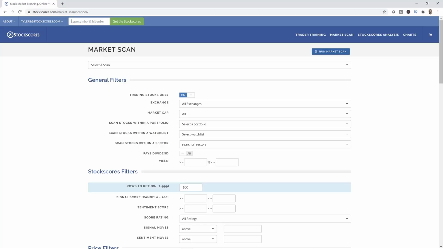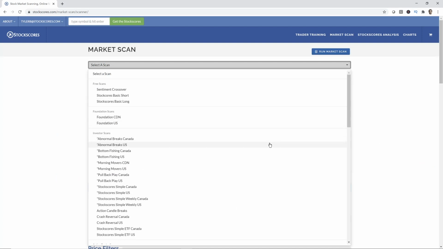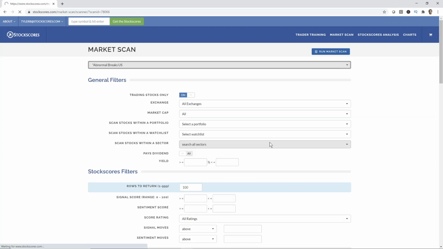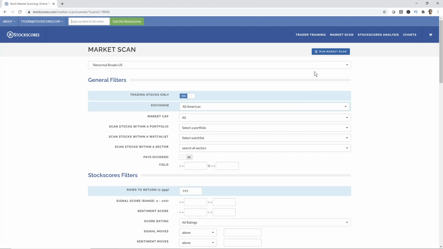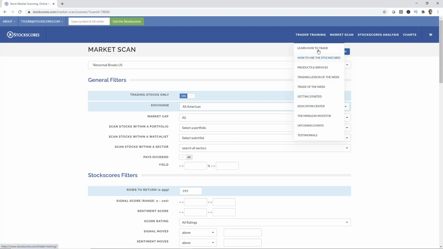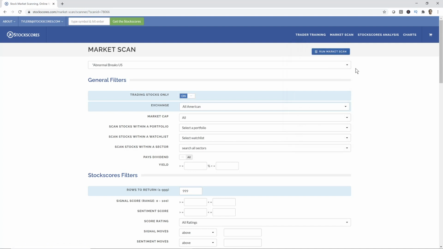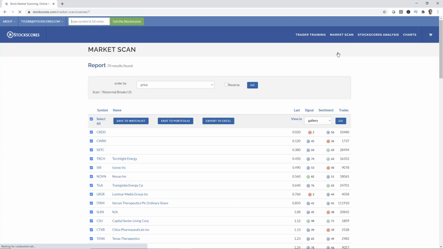All right, well, now I want to jump over to the Stockscores Market Scan tool. So earlier in the video, I talked about how I find position trades. This is the tool that I use. It's the Stockscores Market Scan. I'm just going to jump over to it now. And we're going to run the scan that I like to run every day, which is the abnormal break scan. So I click on that, and this is a preset scan. It's available to investor members or active trader members of Stockscores. And again, you can learn more about that in the trader training menu. Go to learn how to trade in the different areas in there. You can learn more about how to become a member of Stockscores. Anyway, we're going to run the scan. Found 70 stocks that meet the basic criteria.